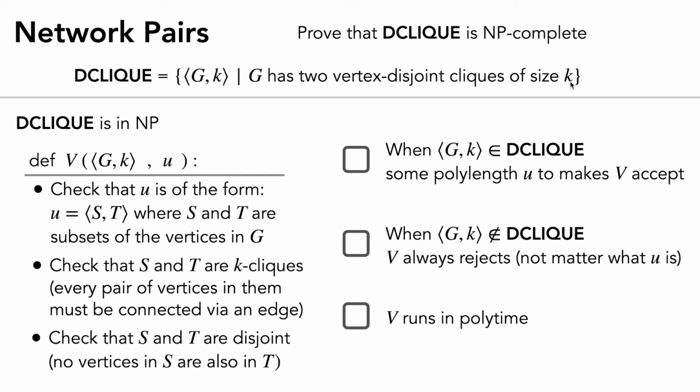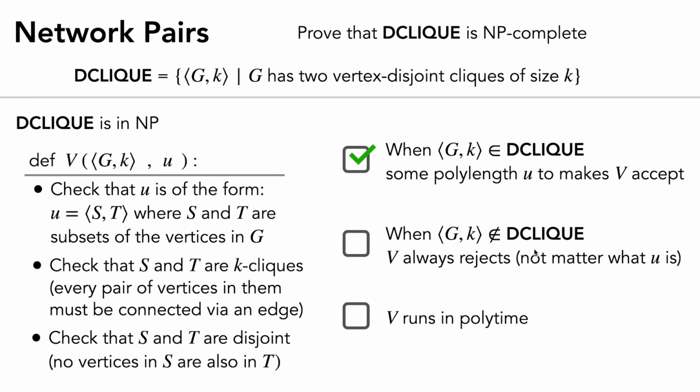That means you will be able to find a certificate of the form s, t that represents these two vertex disjoint cliques of size k, and by definition, it's going to pass these two checks as well. We know it's going to be polylength because the certificates are just subsets of the vertices in G, which is part of our input. So this part checks out.